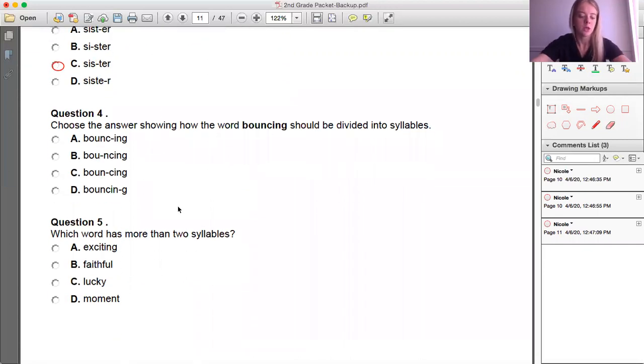Number 4, choose the answer showing how the word bouncing should be divided into syllables. Bounc-ing, bounc-ing. So you should have marked C.